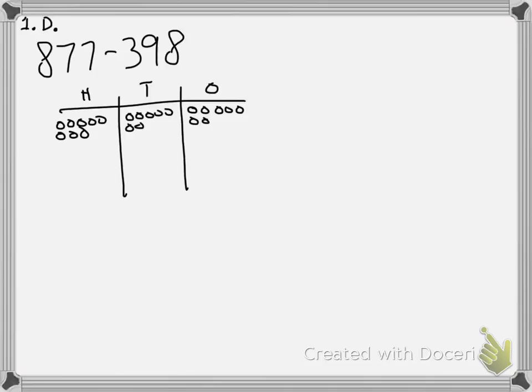So I see that I'm going to have to take away 8 over here in my ones spot, but I can't do that obviously because I only have 7 over there. So I'm going to take away one of my 10s. I'm going to bring it over here. 1, 2, 3, 4, 5, 6, 7, 8, 9, 10. And now I can go ahead and do my subtraction. So I've got minus 8, so 1, 2, 3, 4, 5, 6, 7, 8, which leaves me with 9 right here.